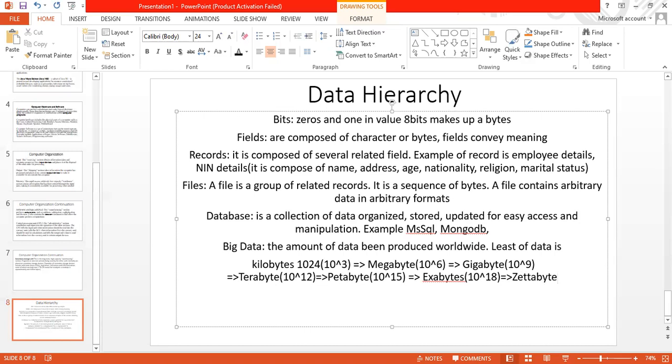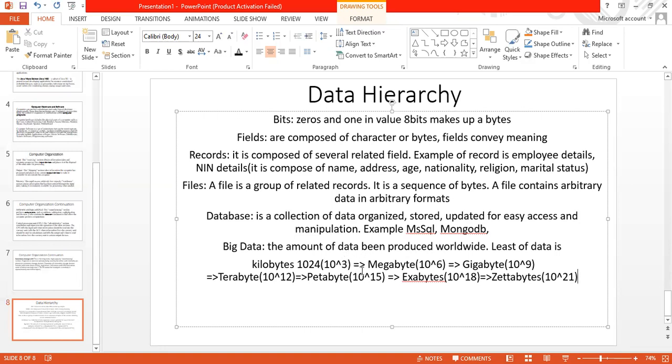That is 10 raised to the power of 21. Do we notice something? We can see that the power is incrementing by 3.